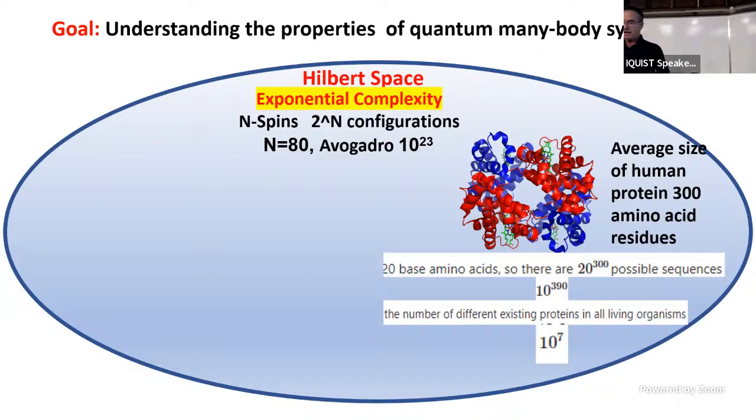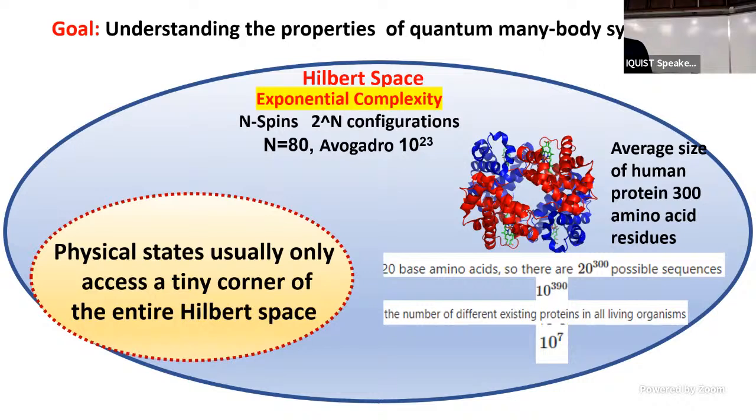Another example, which is not my field but which I found really exciting: the average size of a human protein is 300 amino acids, and there are 20 base amino acids, so it's not a 2, you have 20. So 20 to the 300 is a huge, astronomical number. But if you search the literature, the number of different existing proteins in all living organisms is 10 to the 7. So somehow, all the relevant or physical configurations are sitting in this corner.